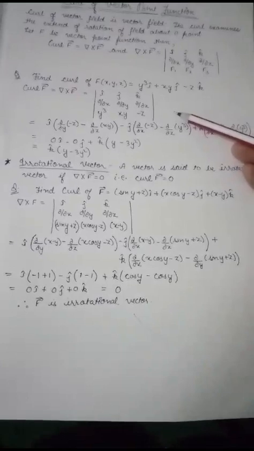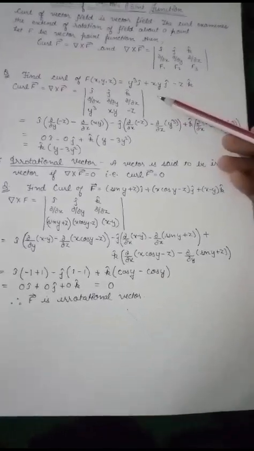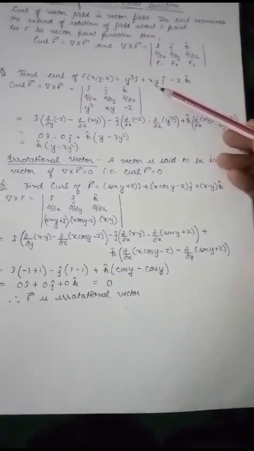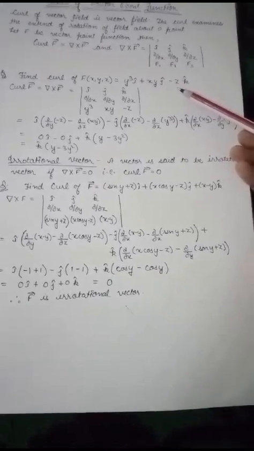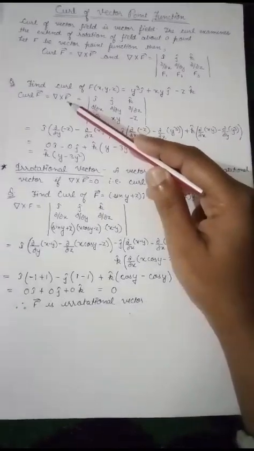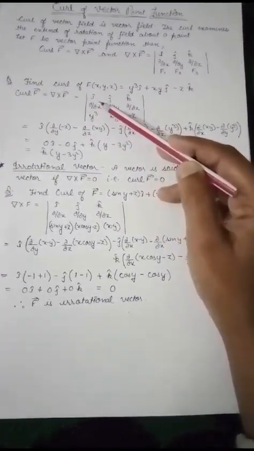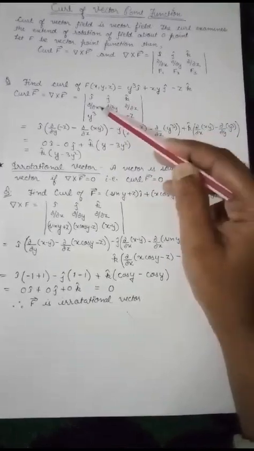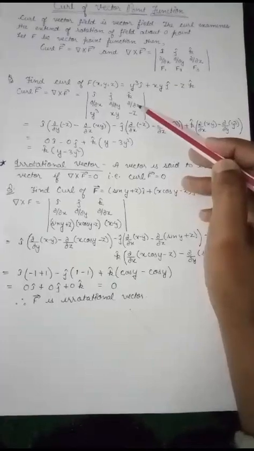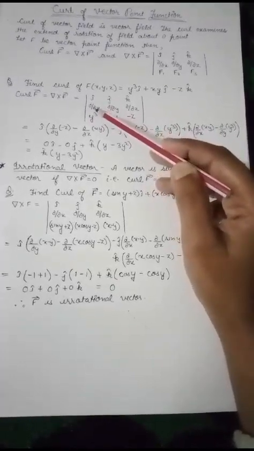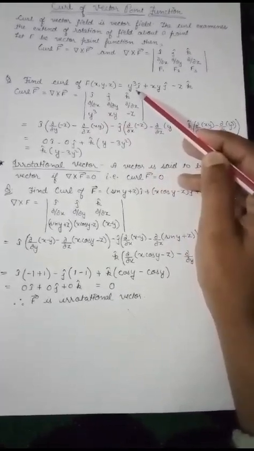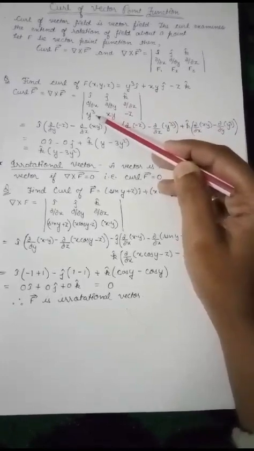Now let us understand this with a problem. We have to find the curl of F(x, y, z), where F is y cube i cap plus xy j cap minus z k cap. So to find the curl, we have to find del cross F. We first write i cap, j cap and k cap. Below that we write del by del x, del by del y and del by del z. Now below that we write the coefficient of i cap. What is the coefficient of i cap? It is y cube, so we have written y cube here.